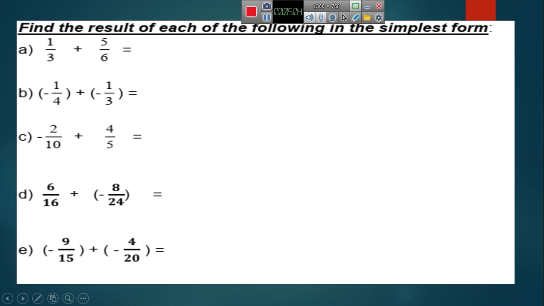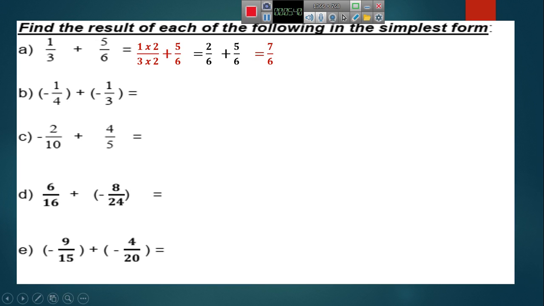How to add two fractions with different denominators? Here we have to make both of them with a common denominator. The common denominator for 3 and 6 is 6, because we can change 3 to make it 6 by multiplying both numerator and denominator by 2 to get 2 over 6. We will multiply numerator by 2 and denominator by 2 to get 2 over 6 plus 5 over 6, and we will get 7 over 6.